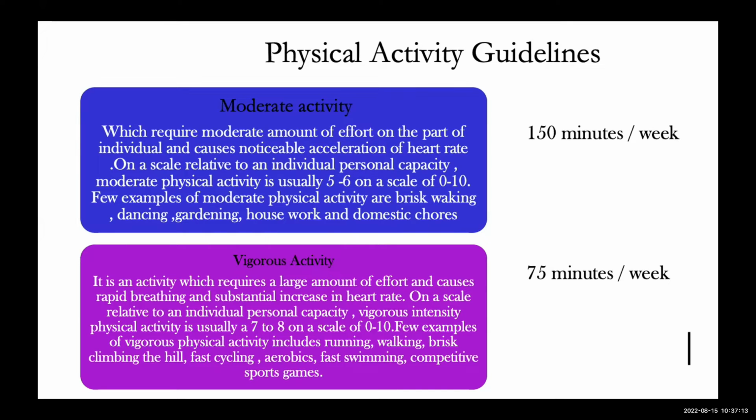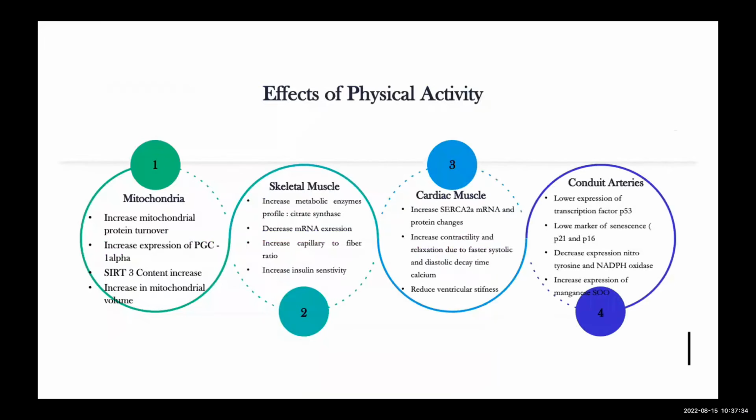The current guideline says you need to have 150 minutes of moderate activity or 75 minutes of vigorous activity. Now, these cut points are very important, and also to understand moderate and vigorous activities are different for people who are of different weight category, of different physical capability, different race, different gender, and also different age category.